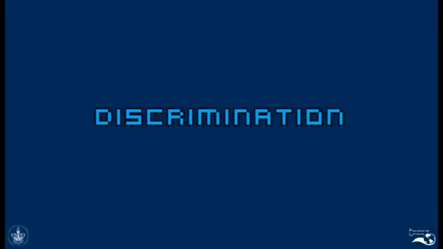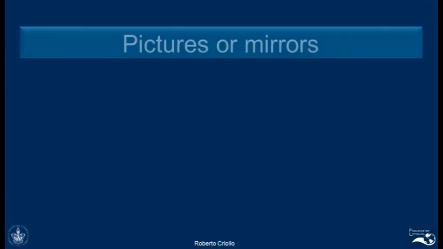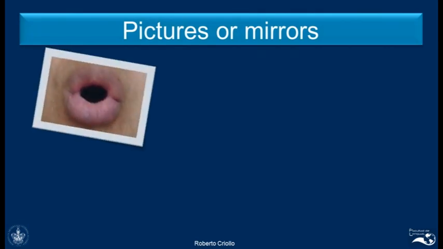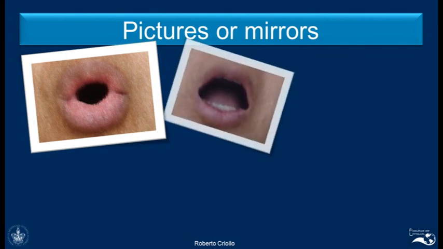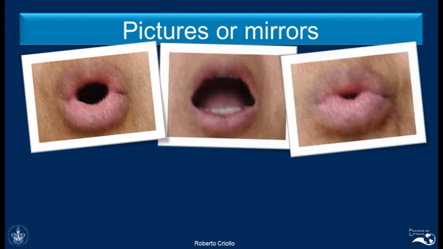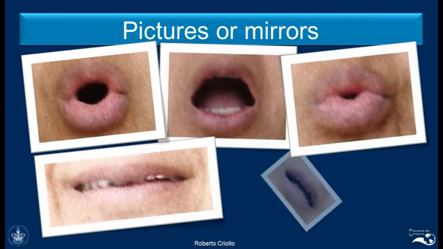Once our students have identified the sounds, we can move on to the discrimination stage of the lesson, and there are different activities and materials that we could use. First of all, we can use pictures of mirrors to help students discriminate between rounded and unrounded sounds, and they can discover the different positions of the lips when they produce different kinds of vowel sounds.